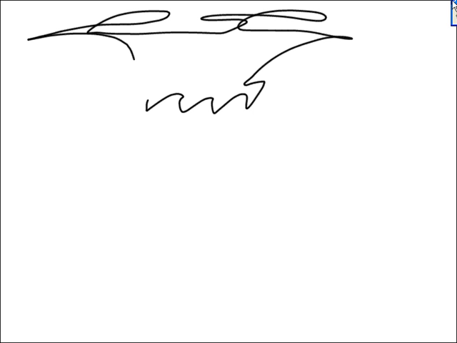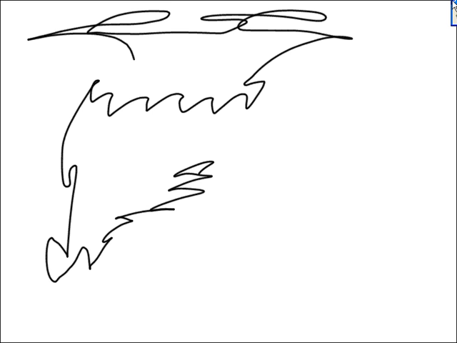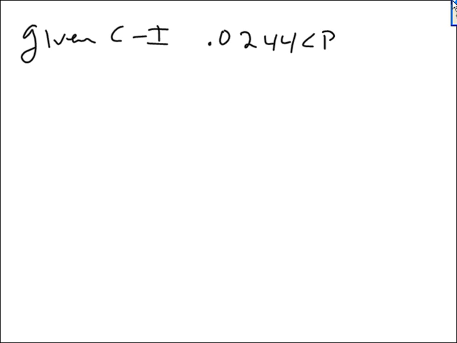Okay, let's try another mechanical problem. We'll do some mechanical problems from this section, then we'll do some word problems. Supposing you're given the confidence interval 0.0244 is less than P, less than 0.0982. The question asks to find P hat and E.